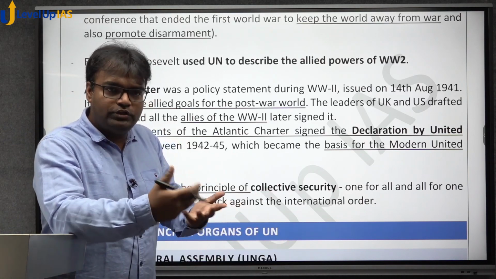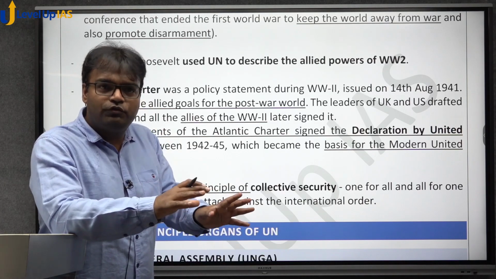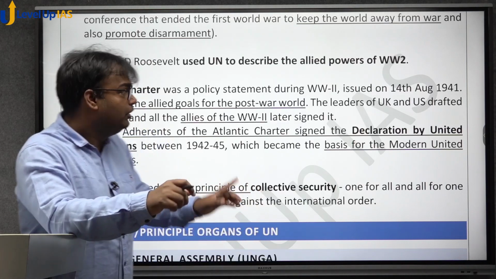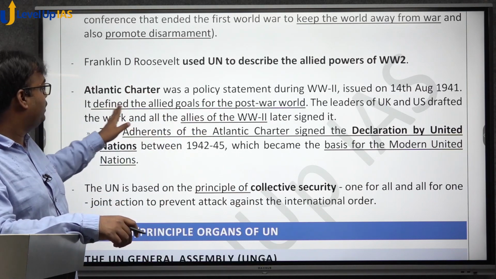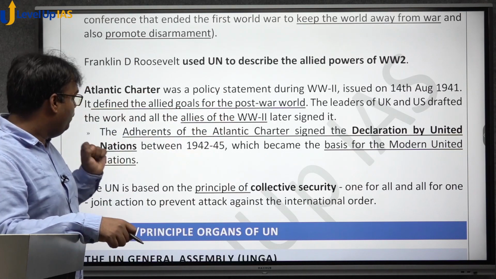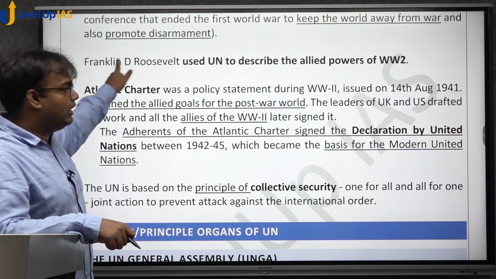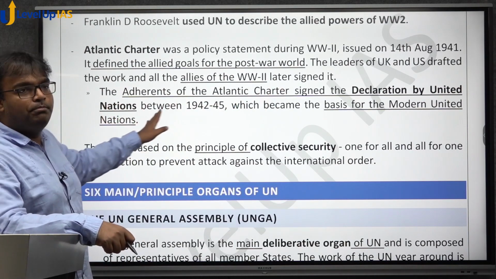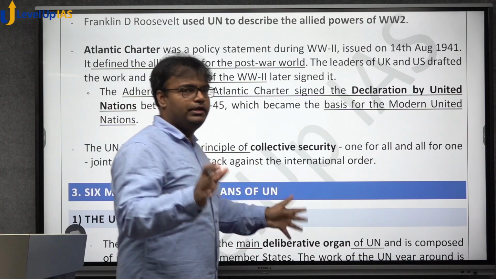After this war is over, what steps do we need to take to ensure that this kind of thing does not happen again, to ensure that democracy is prevalent? Those kind of things were there. So the Atlantic Charter was for that purpose. The leaders of the UK and US had drafted the document, and all the allies of World War II later signed it. Now, the signers or adherents to this Atlantic Charter later signed the Declaration by United Nations between 1942 and 1945, and the United Nations came into picture in 1945.